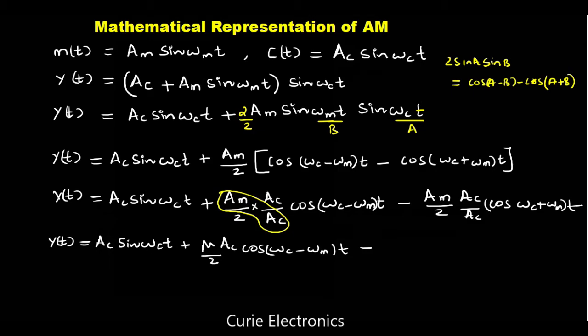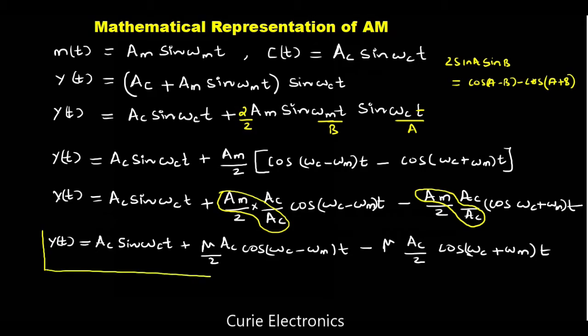t minus, again here also same, this Am upon Ac, that is modulation index mu, Ac upon 2 cos(ωc + ωm)t. So this is the equation for AM.